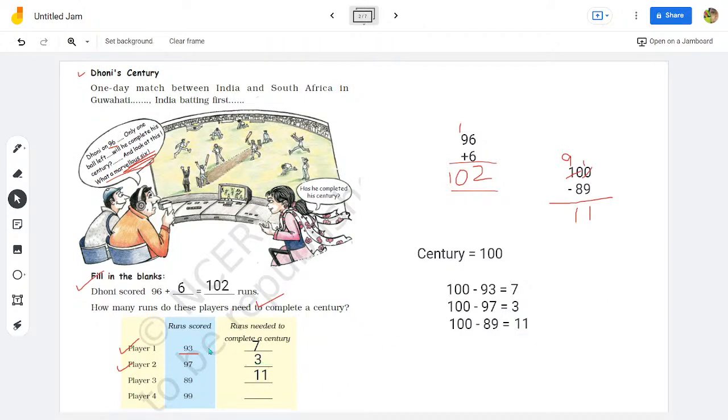Let's come to the last one, player 4. Oh, this person is very close to his century. Can you see? This person has 99 runs. So that means he needs just one more run to get to 100 runs. That means his century. Okay, so these are all the runs that these players need in order to complete their century. Now let's move on and see what we have further.